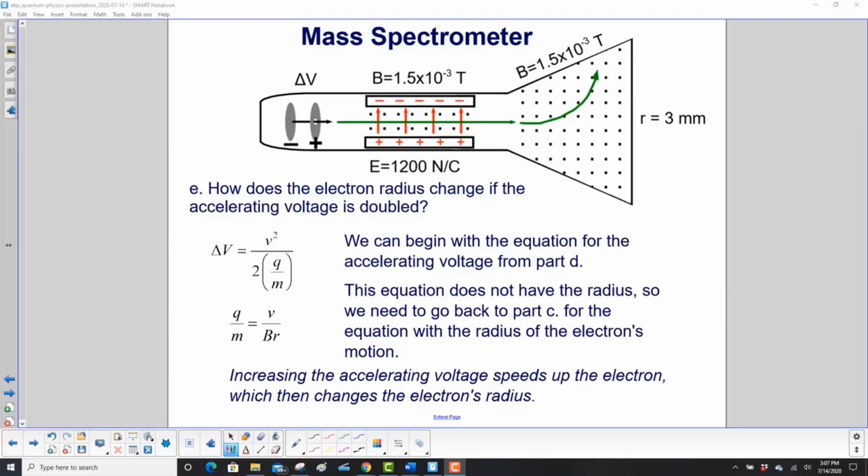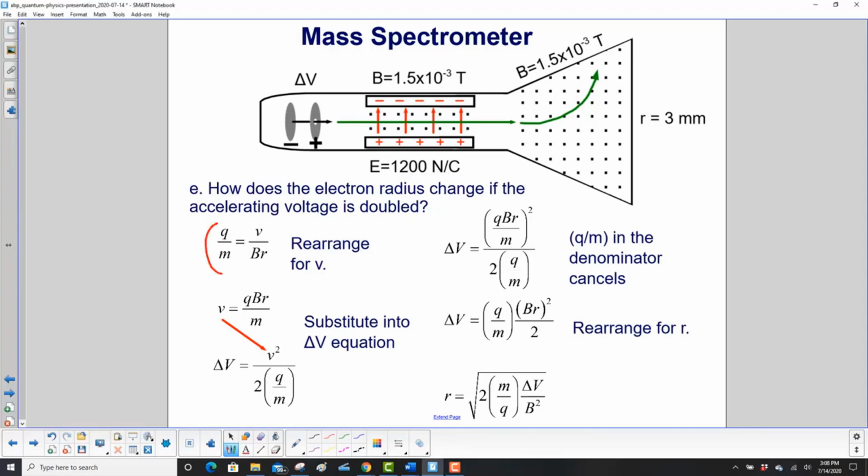How does the electron radius change if the accelerating voltage is doubled? Well, we have our equation here. We begin with this equation, where we put in the charge to mass ratio. It doesn't have the radius, so we need to go back to part C for this equation here, where we had the radius of the electron's motion. And what do we see? If you increase the accelerating voltage, that will speed up the electron, which will then change the electron's radius.